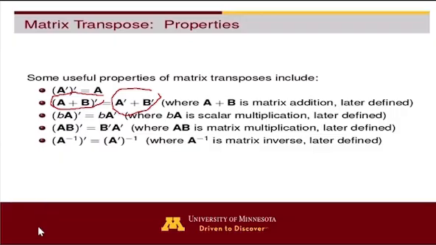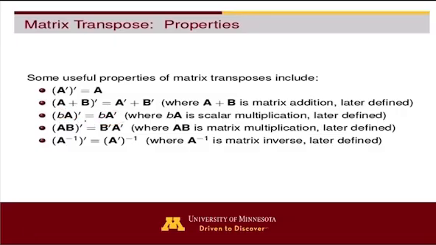Now, if you take a look at this property, if k is a scalar, at times we use a constant number to multiply a matrix. If I multiply a matrix by a scalar and I find the transpose, it is the same as multiplying the scalar by the transpose of the matrix. You can actually verify that.